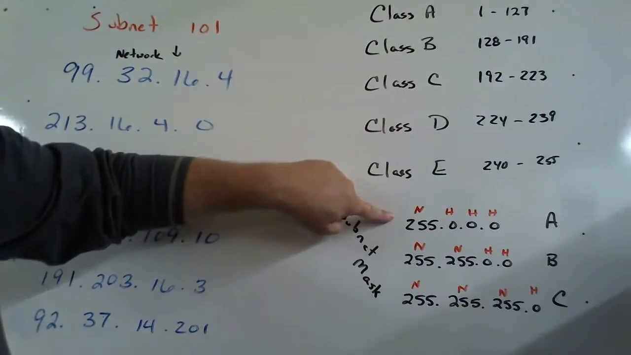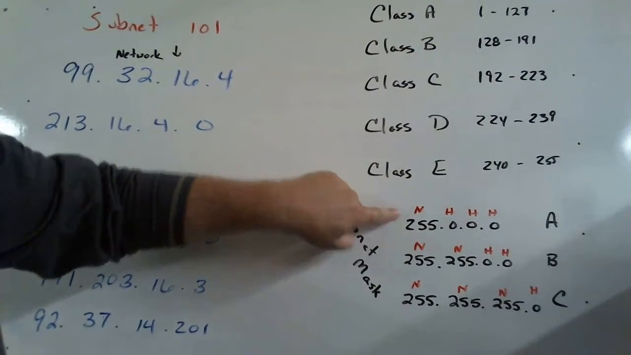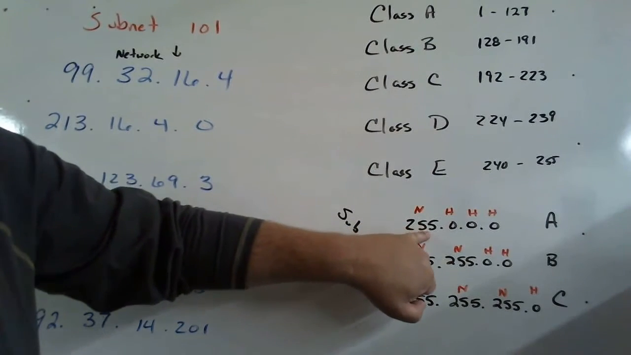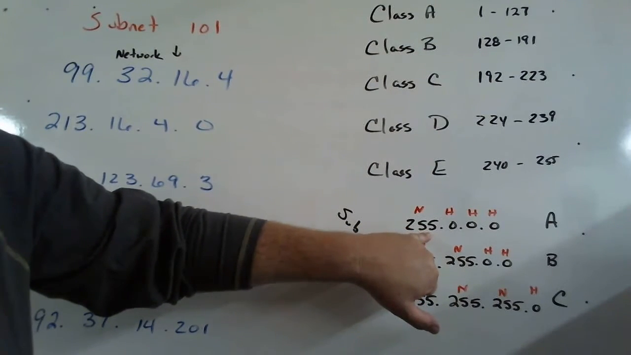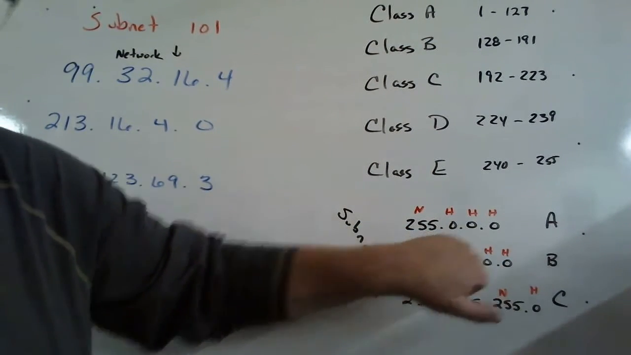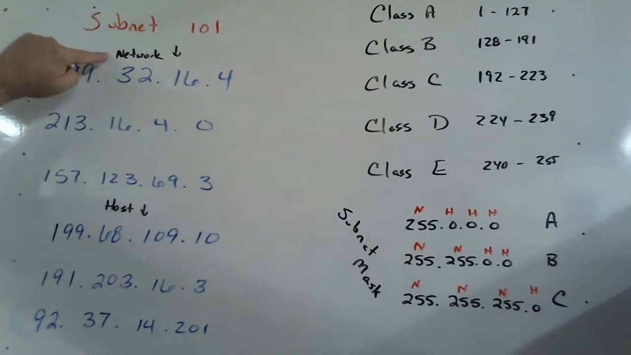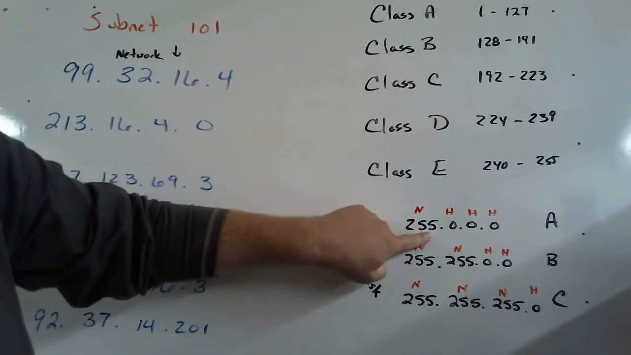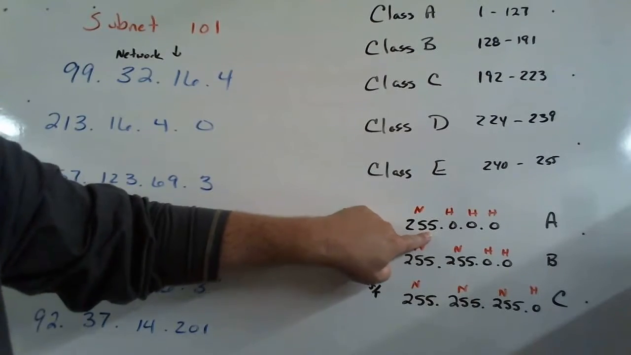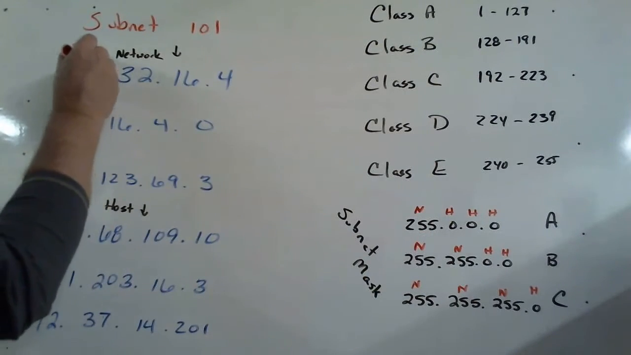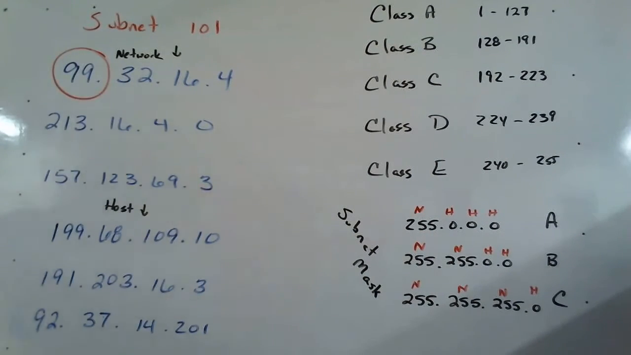If I go down here and look at a class A subnet mask, it tells me only the first number is the network portion. The other three are hosts. What do I care about for this first part? The network. So I'm only going to circle the very first number. So over here, I'm going to circle the 99. That's the network.